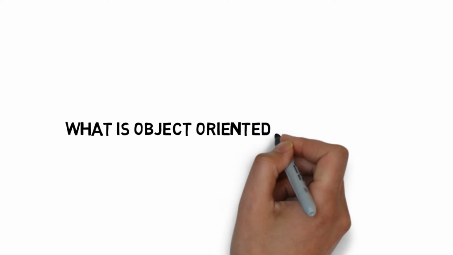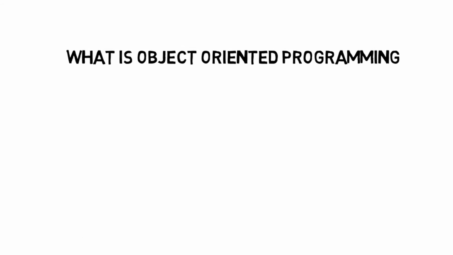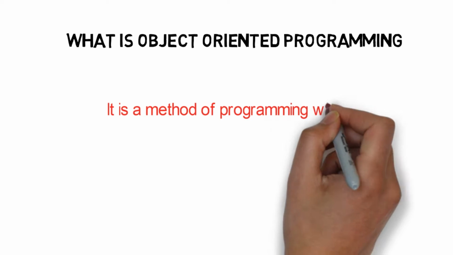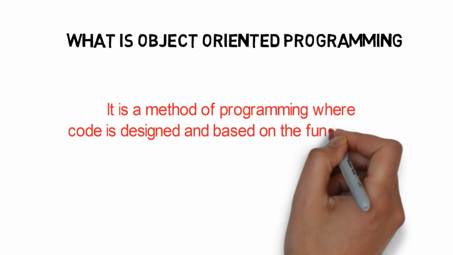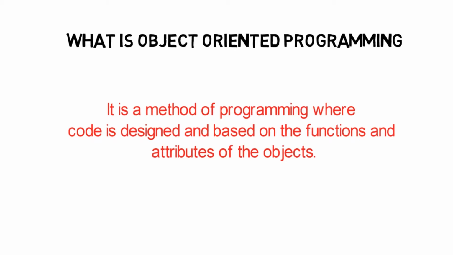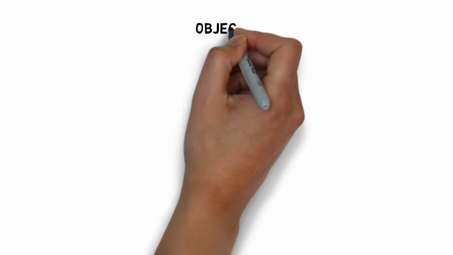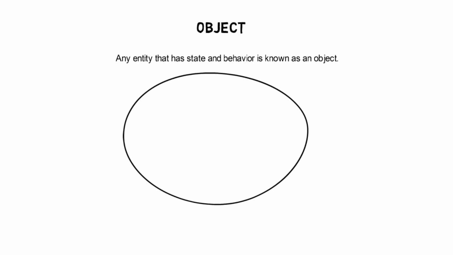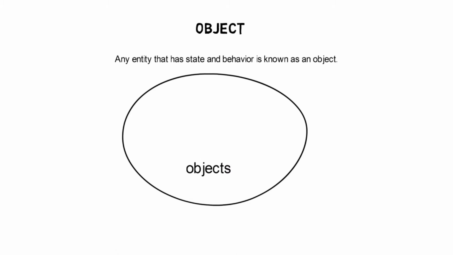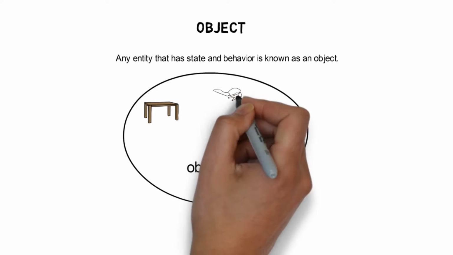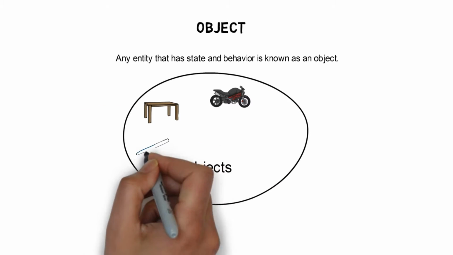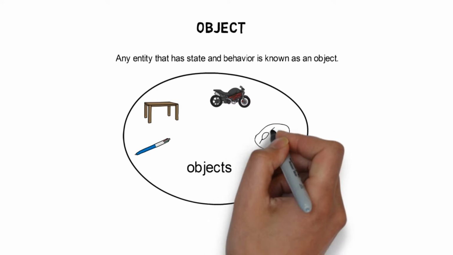I think now we can understand the definition better than earlier. Object-oriented programming is based on the functions and attributes of the objects. So what is an object? An object can be an entity that has state and behavior. For example, pen, chair, table, mouse, and so on.